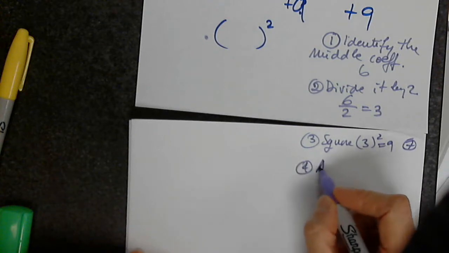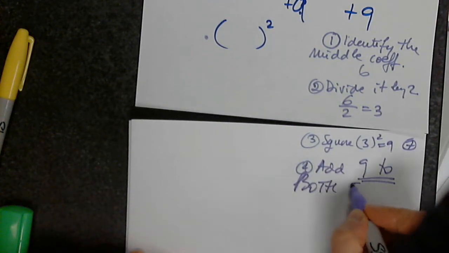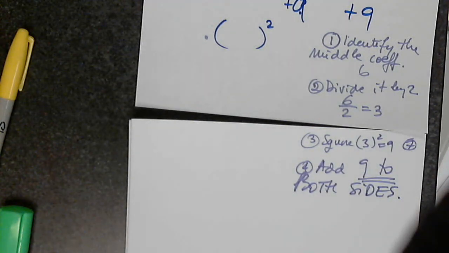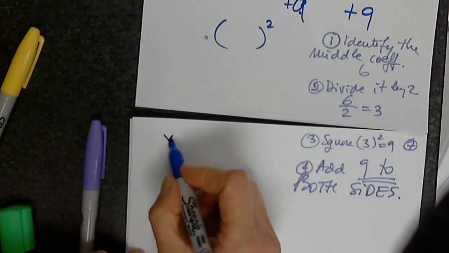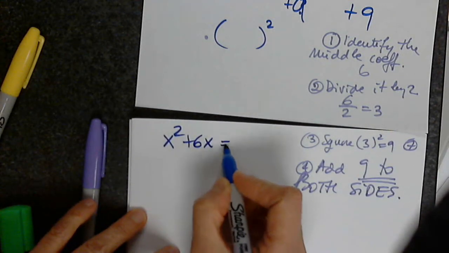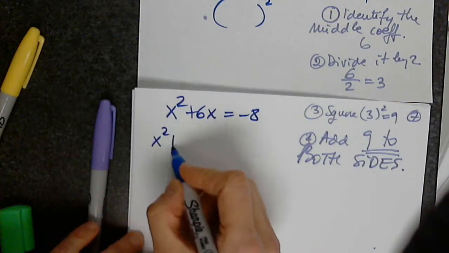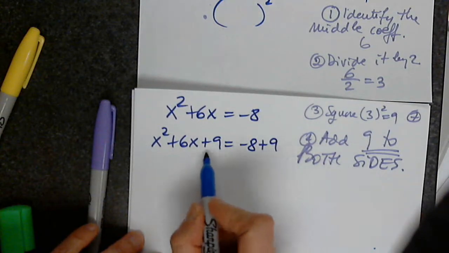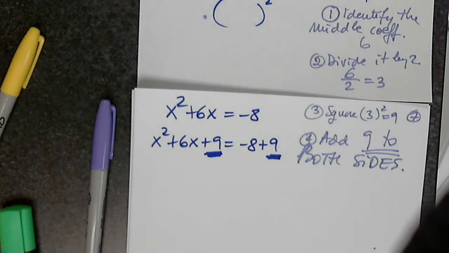Step number 4, add 9 to both sides and complete the square. So our initial equation was this. I am adding 9 to both sides. x squared plus 6x plus 9 equals negative 8 plus 9. One more time, notice it must be on both sides.